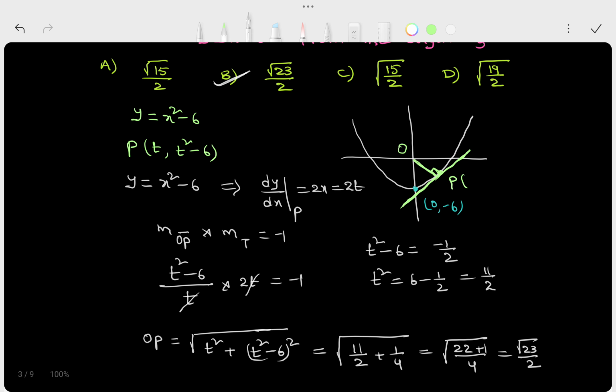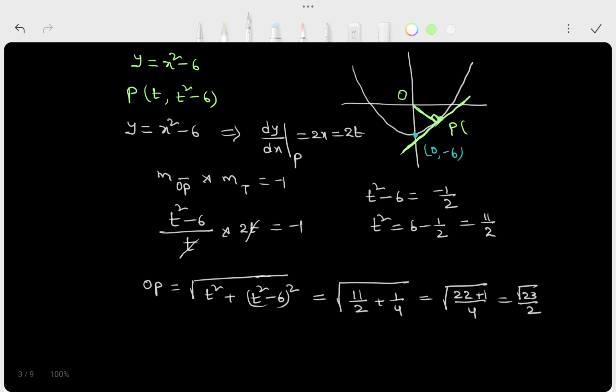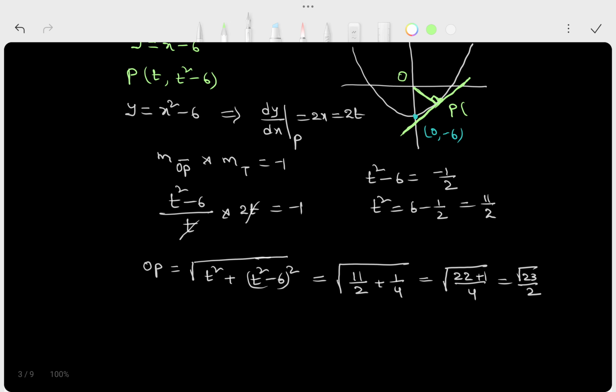So I hope everyone is clear on this problem. The shortest distance from the origin to any point on that curve will be square root of 23 by 2. One more problem we will discuss in the same model.